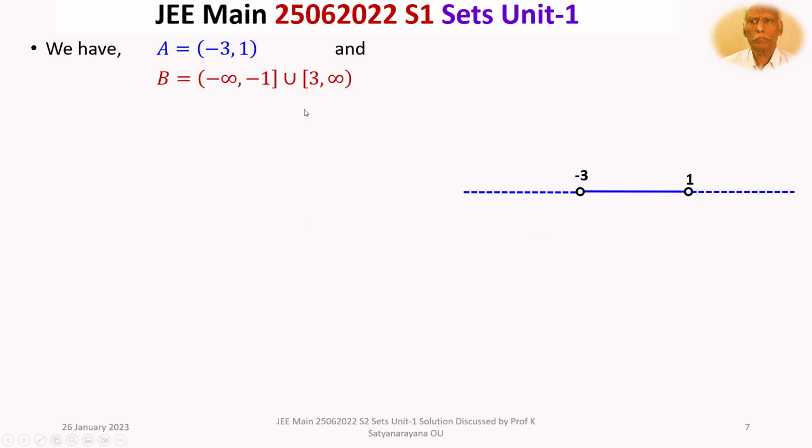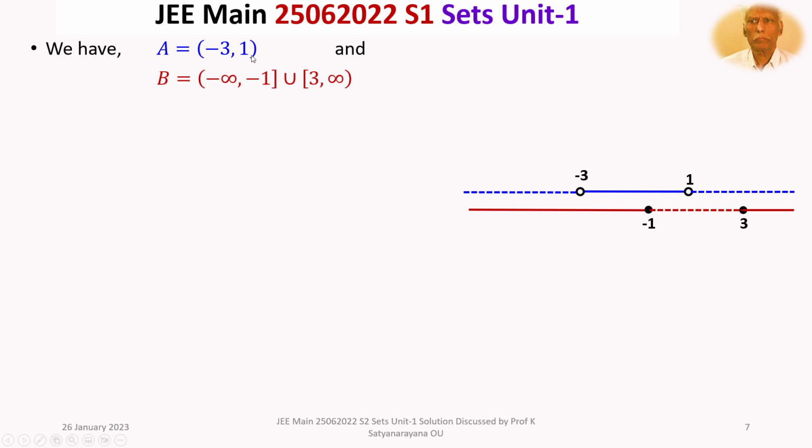To go for B, let's take the real number line again. This is minus 1 included and 3 included. So minus infinity to minus 1 means all those numbers to the left of minus 1, including minus 1. This will be the red line. And 3 to infinity, 3 is included, to infinity. So this union this. In between it is not included, therefore a dotted line.